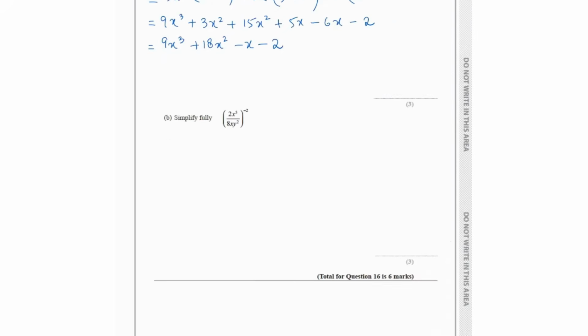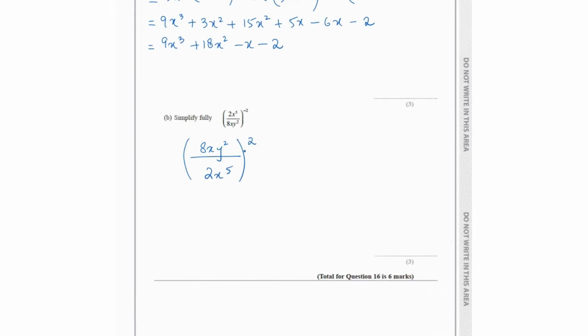The next is indices. You can get a negative power, you can get a fraction power, you can get anything. Whenever there's a negative power, always remember that we flip the fraction. Then the base in the fraction, not the power fraction, the fraction base, we will flip. So when you flip the fraction, it's 8xy squared in the numerator and 2x to the power 5 in the denominator. This makes your power positive.